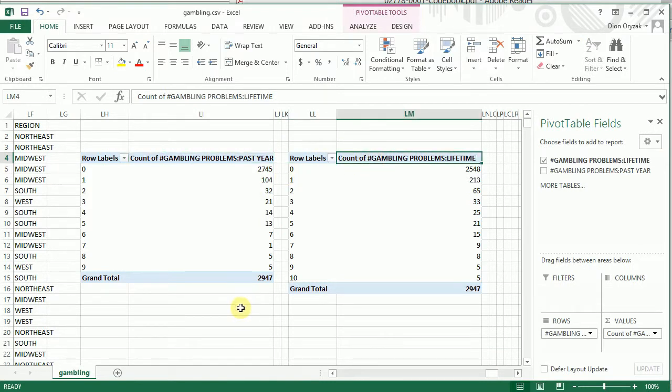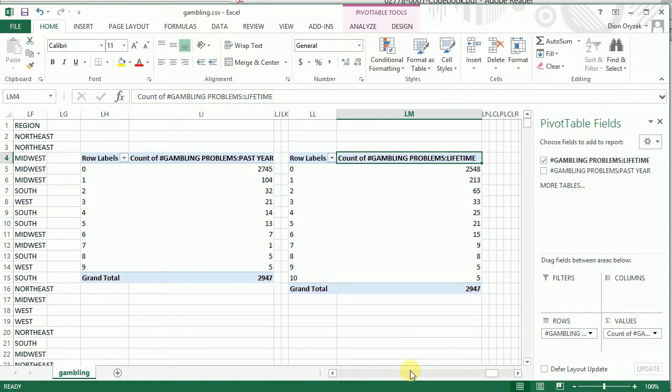Depending on your background, you may call response variables outcome variables or dependent variables. The other questions in the survey are the predictor variables. You may know these as independent variables. We are interested in how predictor variables like gender, race, or income affect the level of self-reported problem gambling. We can build a model for past year gambling problems and a model for lifetime gambling problems.